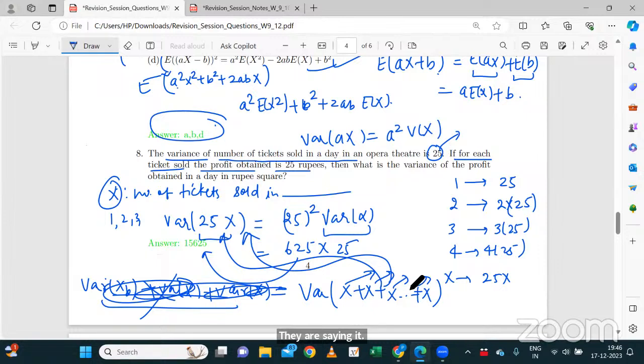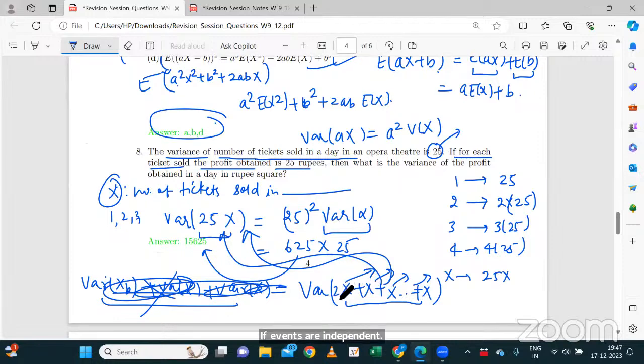First, I'm saying that if you equate this to variance of X plus variance of X, that is, variance of X plus Y is variance of X plus variance of Y, if events are independent. How did you find this one? First of all, tell me whether this will be true or this will be 25 times of X.